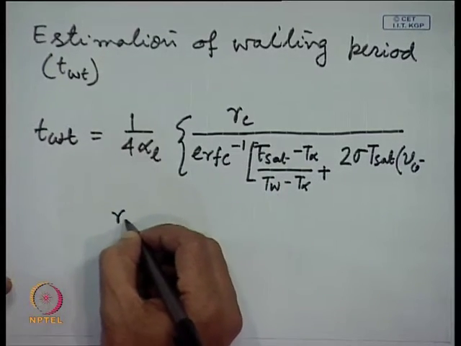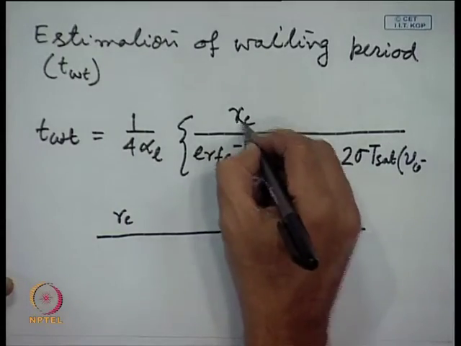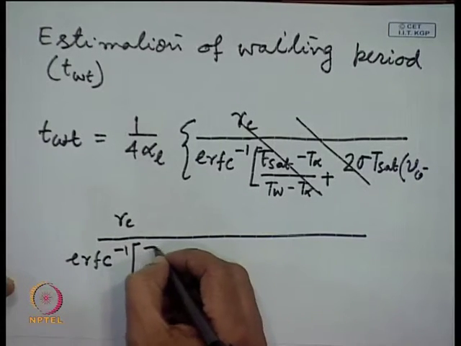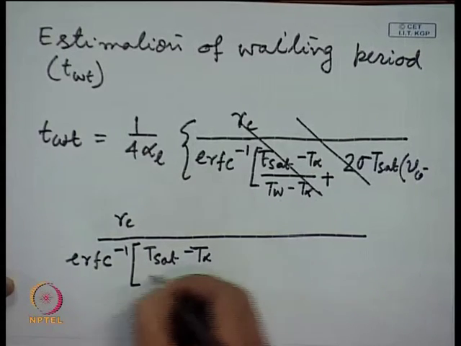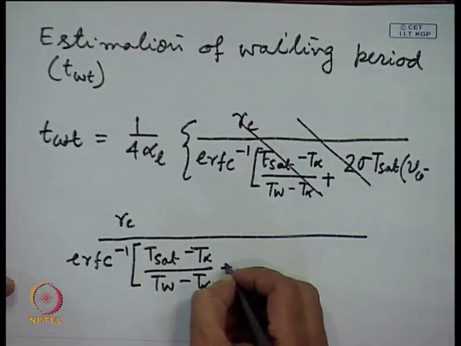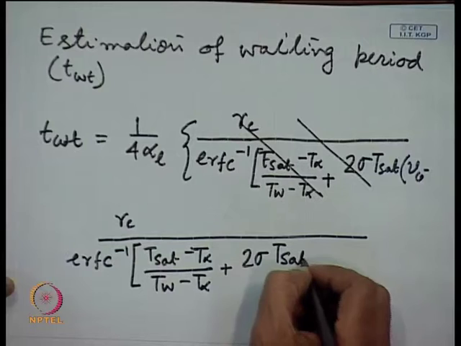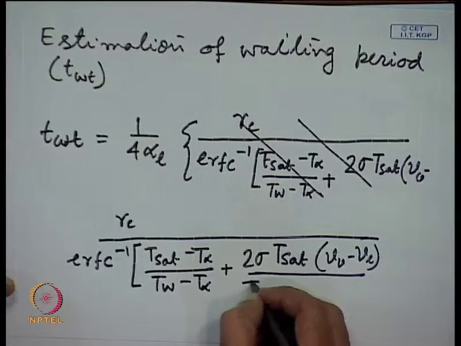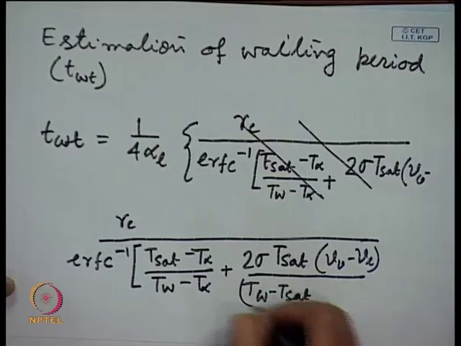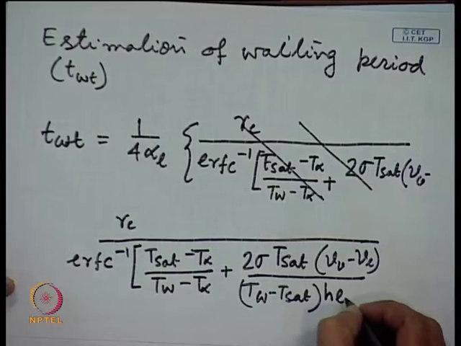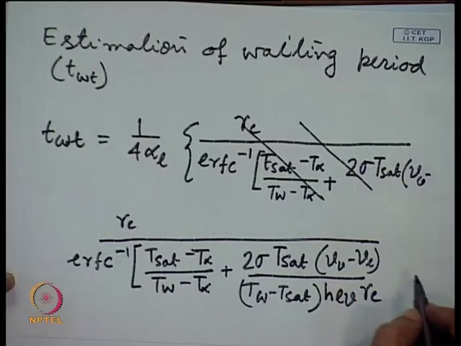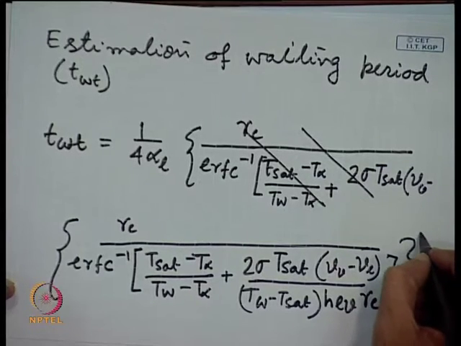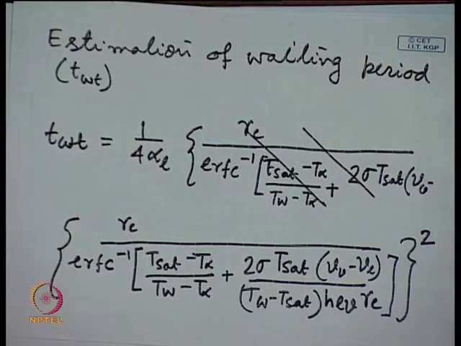So, basically this part will be r_c divided by erfc, the complementary error function, of (T saturated minus T infinity) by (T wall minus T infinity) plus 2 sigma T saturated (v_v minus v_L) by h_Lv r_c. So, basically this will be within a bracket and there is a square. So, this is how we will get the waiting time.